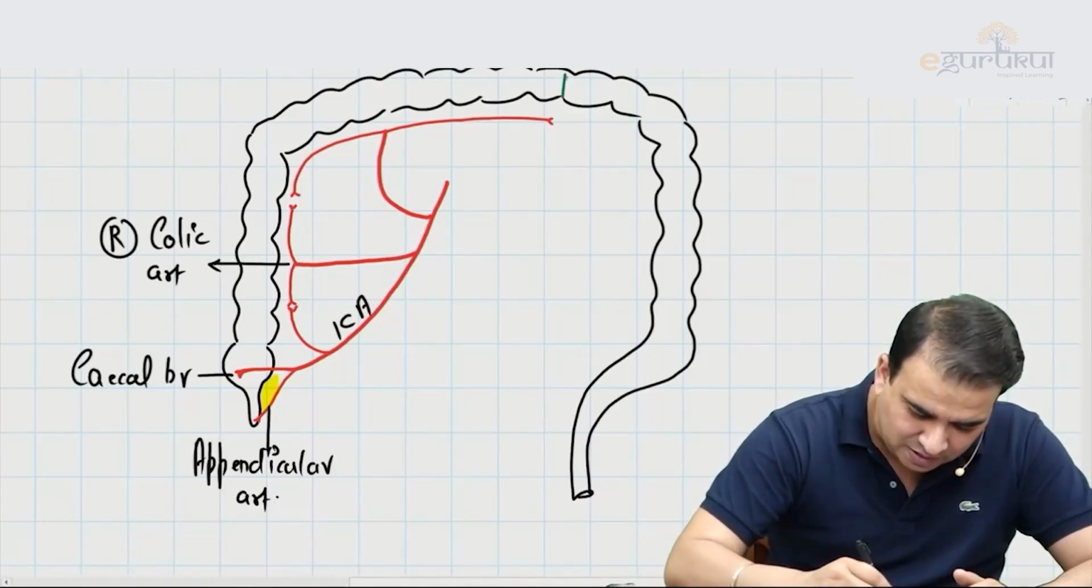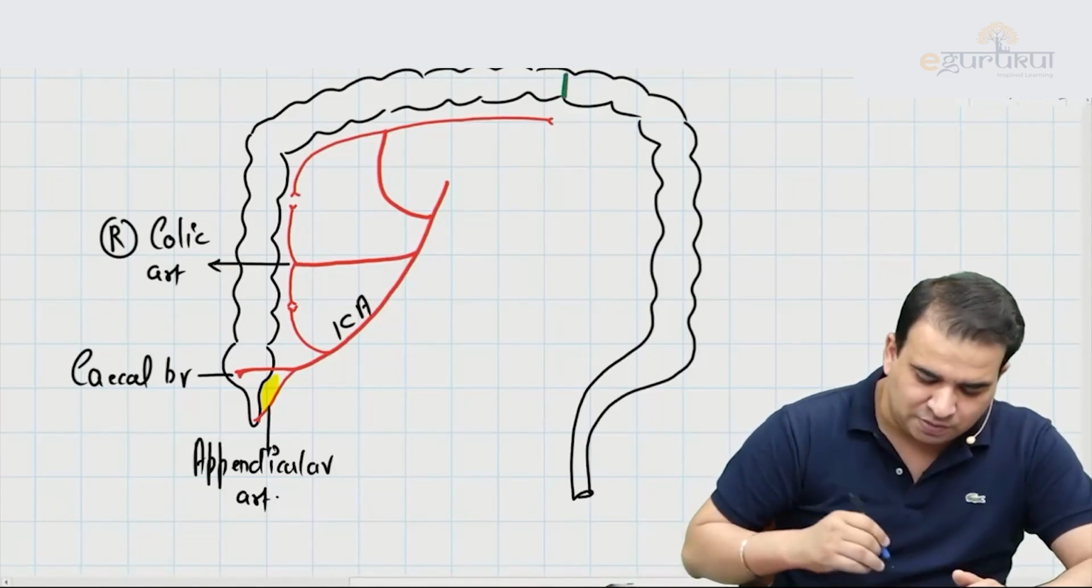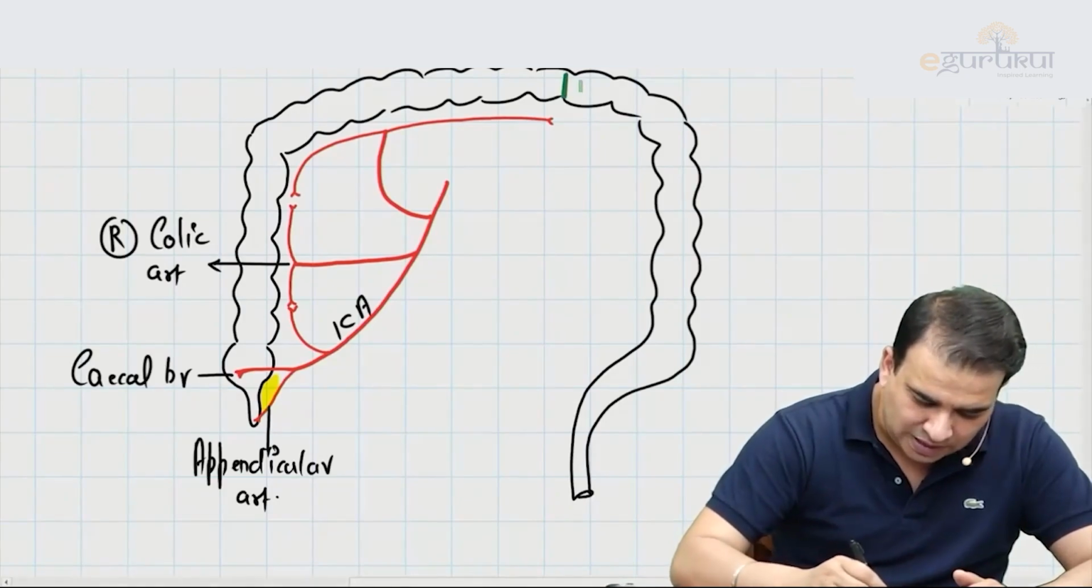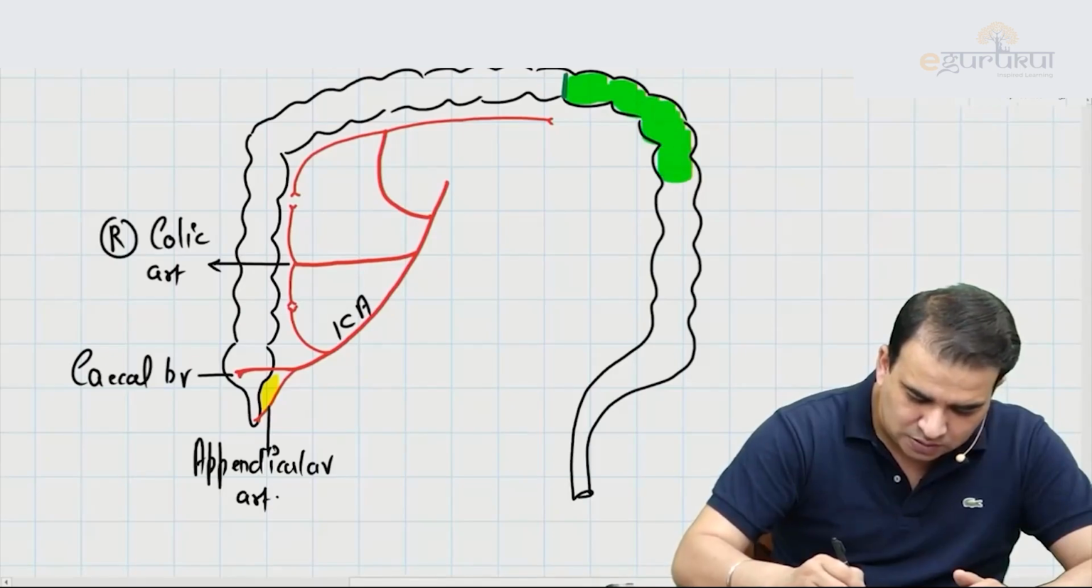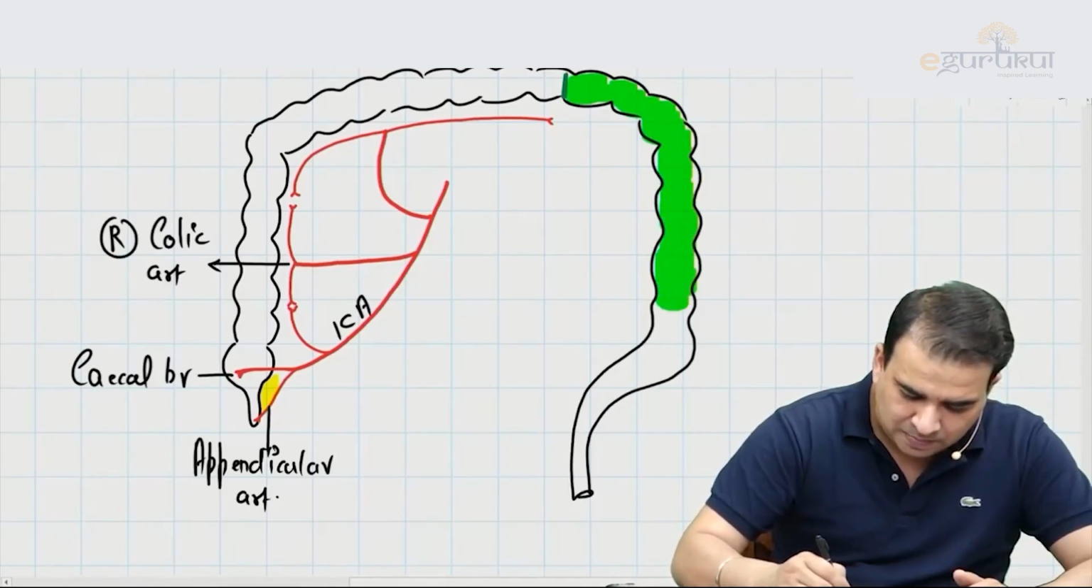Let me put this line here, which corresponds to the junction of the midgut and the hindgut. This is the hindgut part. Let me just highlight the hindgut part so that it will be easy for us to trace the branches separately.